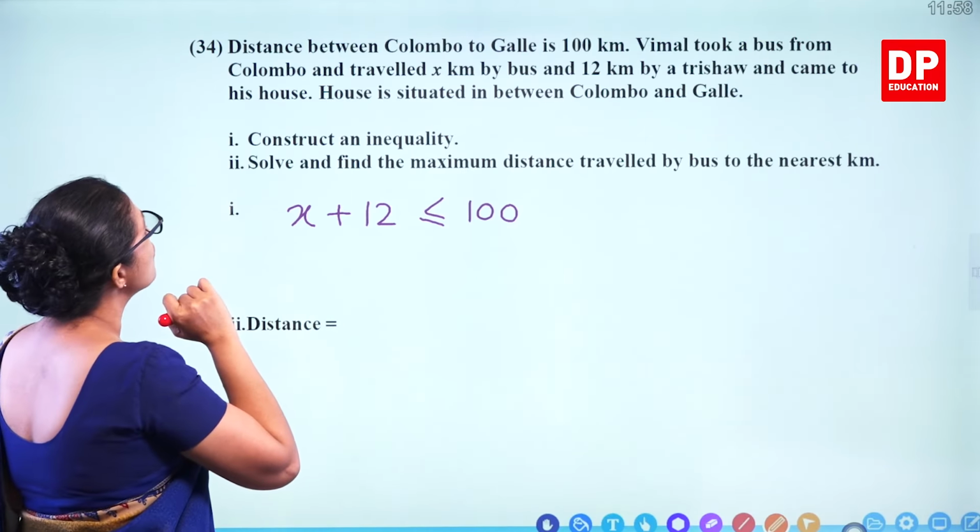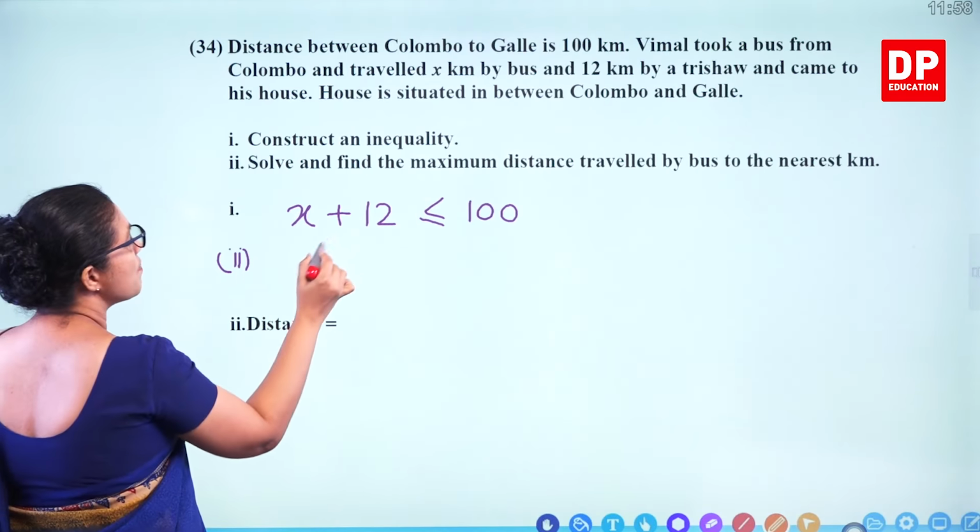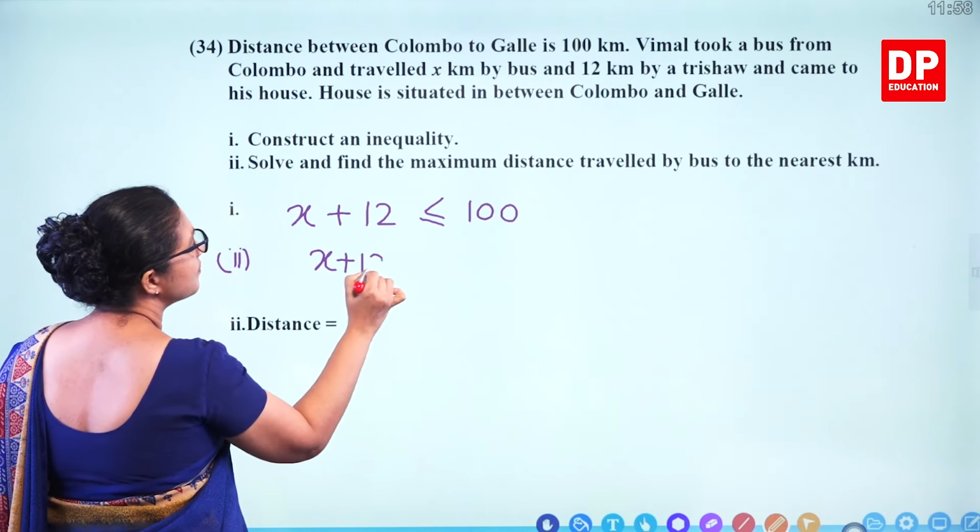So how do you solve this? Solving, you can subtract 12 from both sides.